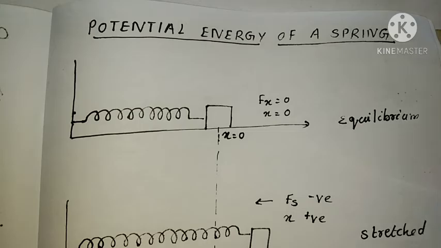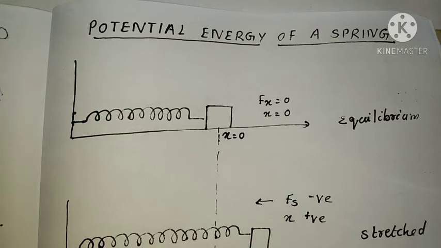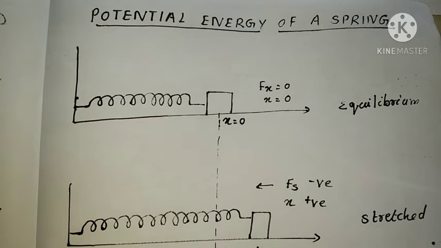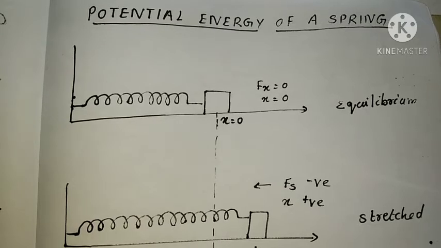Potential energy of a spring. The potential energy of a spring is the potential energy associated with the state of compression or extension of an elastic spring. That potential energy is known as the elastic potential energy. So here we want to find out the potential energy of the spring.